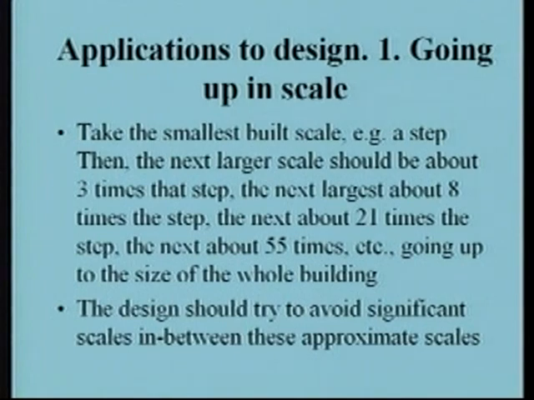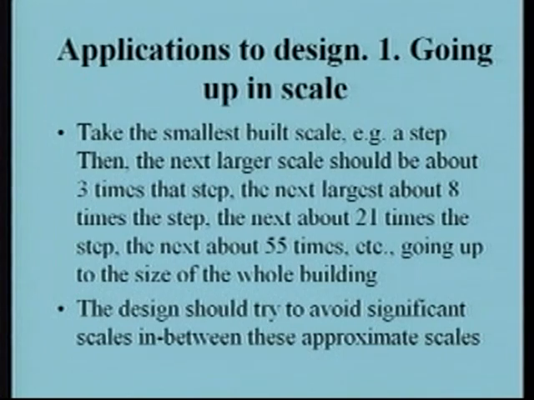For example, here is the method. Going up in scale, I will take the smallest built scale, which is determined by physiological constraints, say a step that I know has to be a certain height because of the size of human beings. So I propose that the next largest scale in a design should be about 3 times that step. The next largest scale about 8 times that step. The next scale about 21 times that step. The next about 55 times. These are the numbers of the sequence that I showed. And I go up until I get to the size of the whole building.